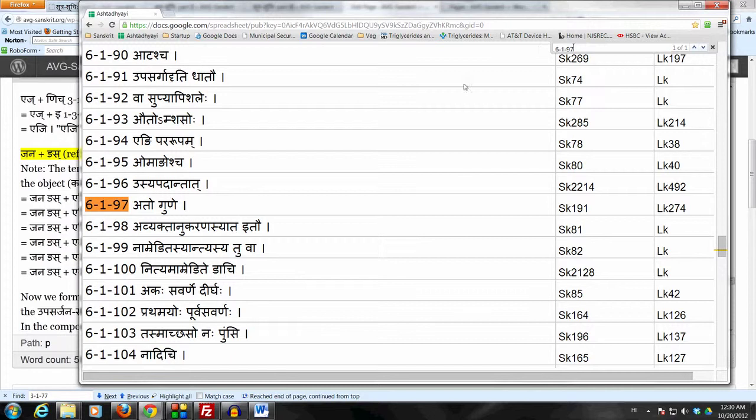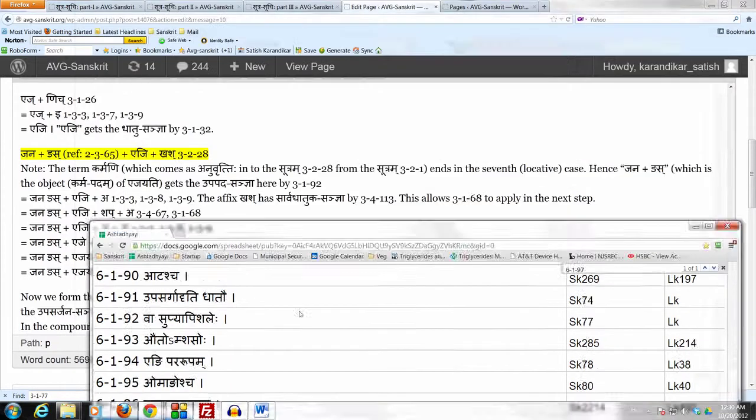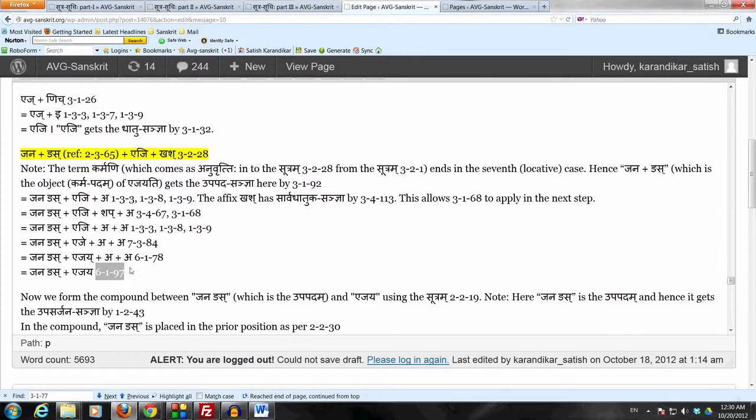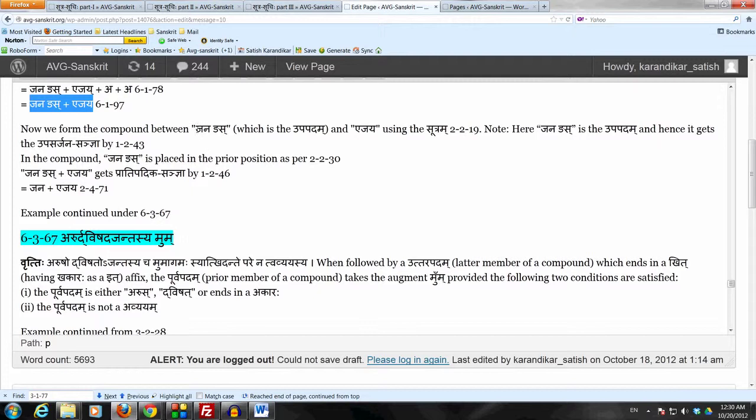So what do we have now? We have jana nyas plus ajaya. And now we do the compounding as usual. See, jana nyas is the upapadam. It compounds with ajaya by the sutram upapadam atin. And jana plus nyas is the upapadam. It gets the sanya of upasarjanam by 1243.